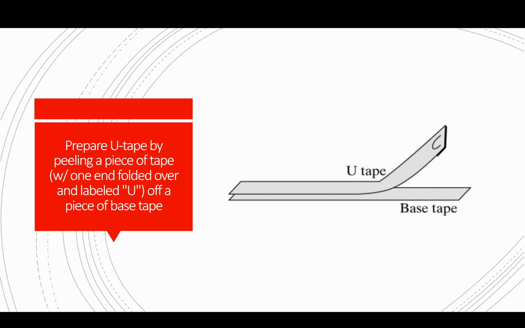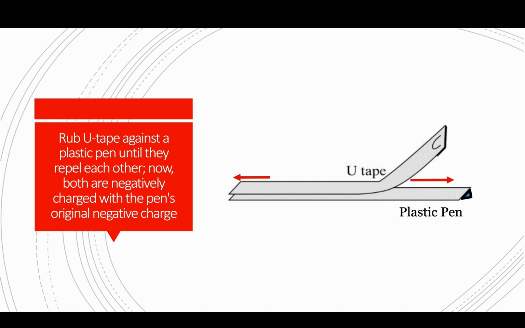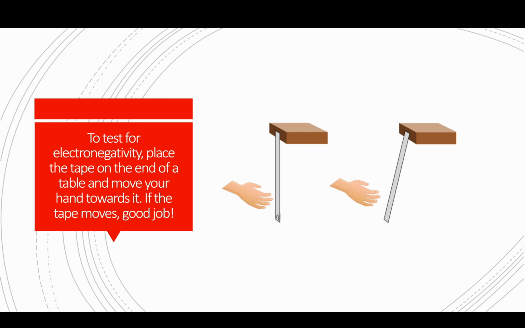We want to prepare the U-tape by peeling a piece of tape, folded over at one end and labeled U, off a piece of base tape. Then, rubbing the U-tape against the plastic pen, we're going to basically grab the pen's negative charge. To test for electronegativity, we place the tape at the end of a surface and move our hand near it, and if it moves, we did a good job.